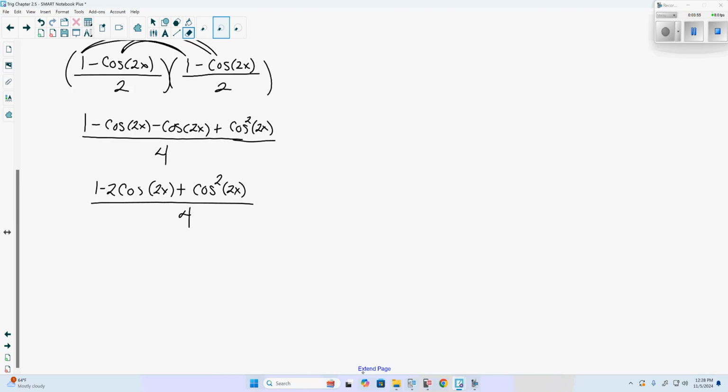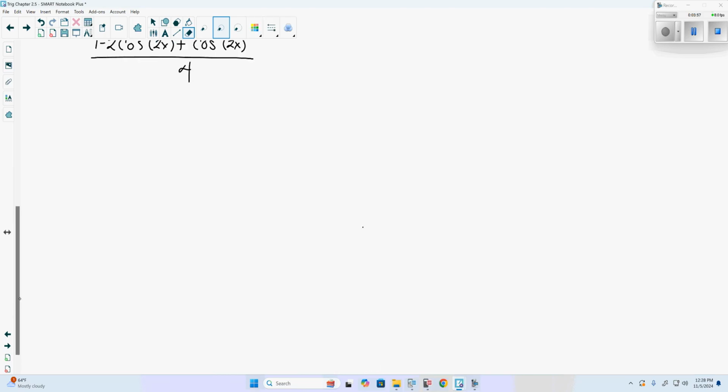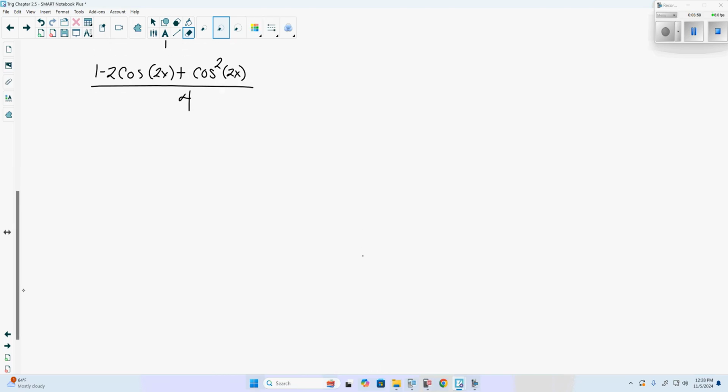Now, there's a few things we can do to get there. One of them is making this a little bit simpler, because this whole thing is being divided by 4, or we can say that it's being multiplied by 1/4. We can pull that fraction out. Part of the reason that's nice is now we have 1 minus 2 cosine of 2x plus cosine squared of 2x. We don't have that fraction anymore.